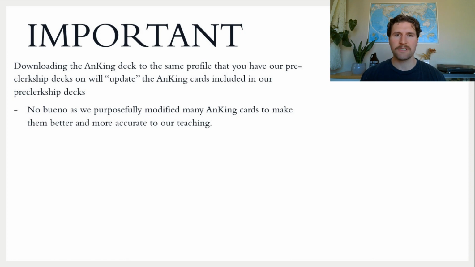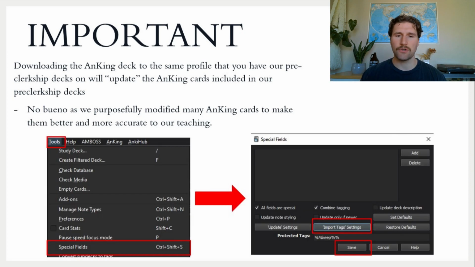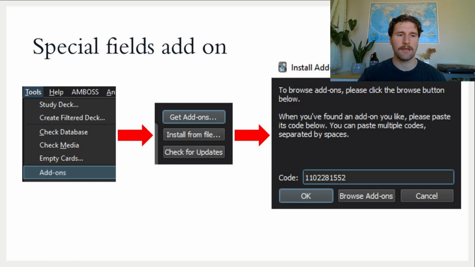So to avoid losing all of that, what you're going to need to do is go into Tools, go to Special Fields, and click the Import Tag setting, and then click Save. This should prevent the cards we've modified from being changed. If you don't have the Special Fields add-on, you can follow the instructions up on the screen now. It's quite easy, and then just follow the screenshots as I've included.